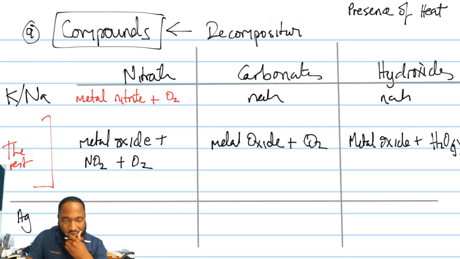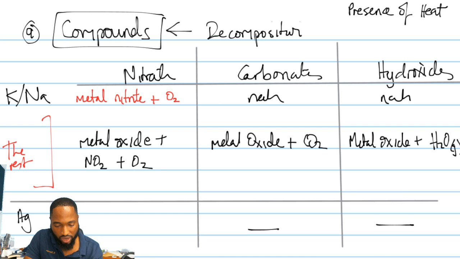You don't get silver carbonate, and you don't need to know about silver carbonate and silver hydroxide, right? Silver will want to get back to silver at room temperature. The silver nitrate is a thing that decomposes to form metal silver.